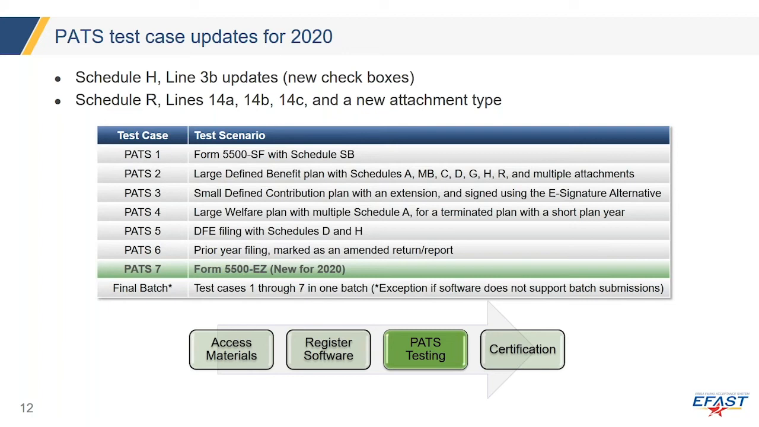For 2020, the form changes included some new checkboxes and lines on the Schedule H and Schedule R. We'll be talking about those in more detail in the later slides when we talk about rollover changes. Those changes have been incorporated into the existing PATS test case number 2. The 2020 PATS test cases also include a new test case number 7 for the 5500-EZ. Again, we'll be talking about the EZ more later in the presentation.